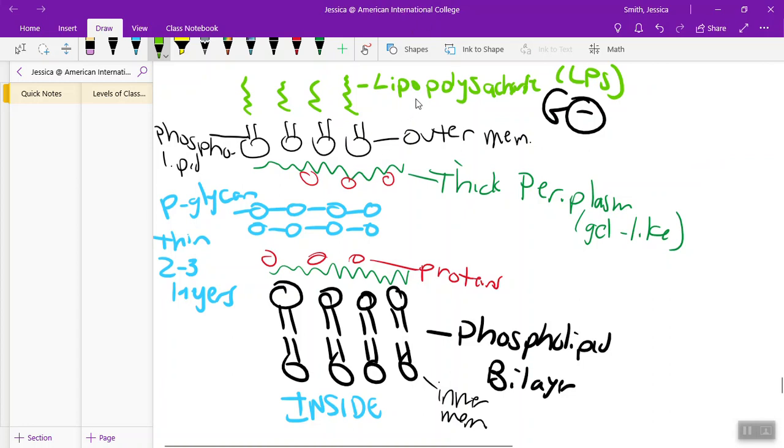So remember, lipo, this is the lipid. So the lipid part faces the inside. And the polysaccharide, this is a hydrophilic sugar, and that faces the outside. So LPS is unique to gram-negative bacteria. And we're going to talk about this a lot in other lectures, so make sure you remember LPS is unique to gram-negative bacteria, and it's in the outer membrane.